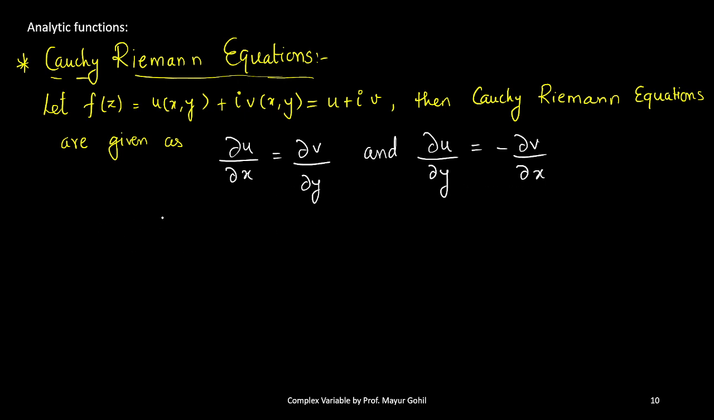Now there is a simpler notation to write this. You can also write them in this way: u suffix x is equal to v suffix y, and u suffix y is equal to v suffix x with the negative sign. So these are the Cauchy Riemann equations. Now this becomes one. Now we go for the main part.